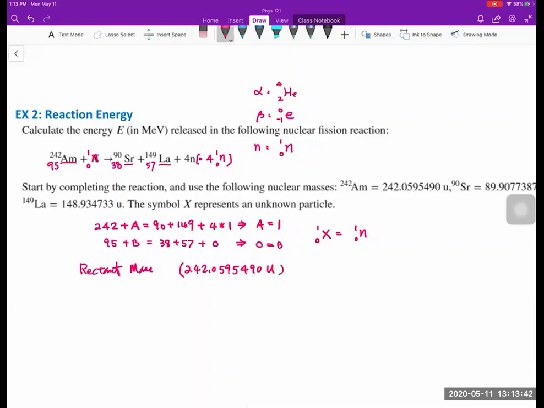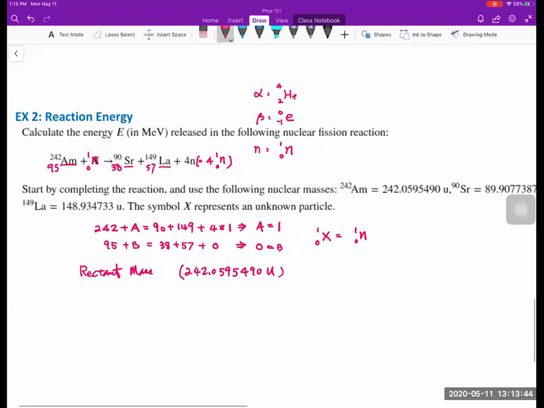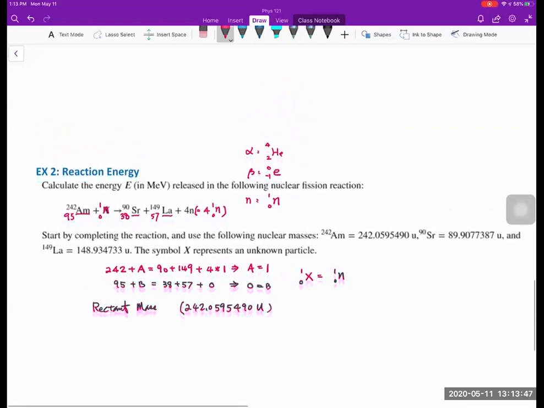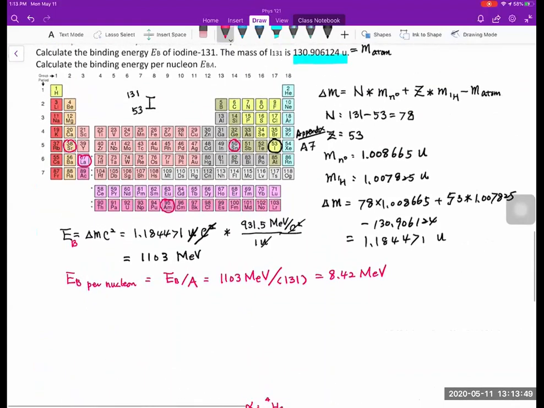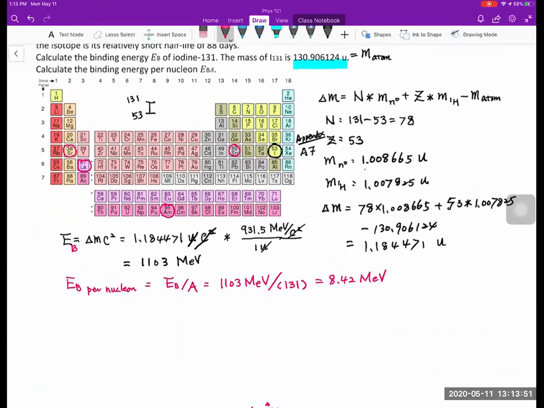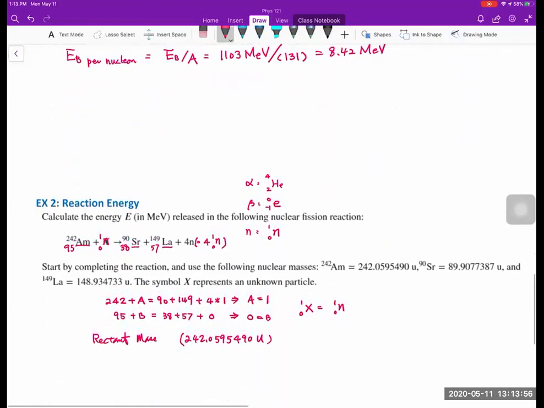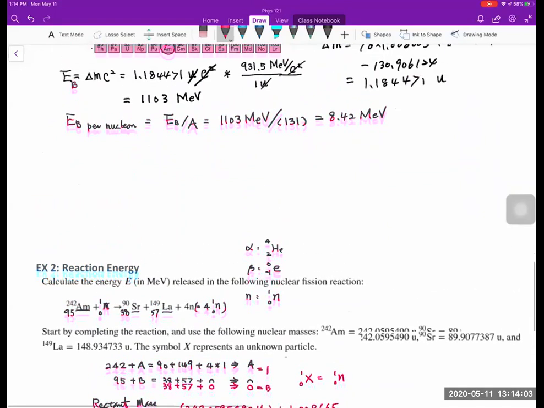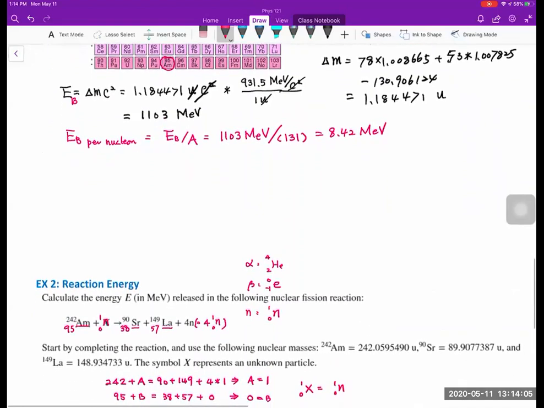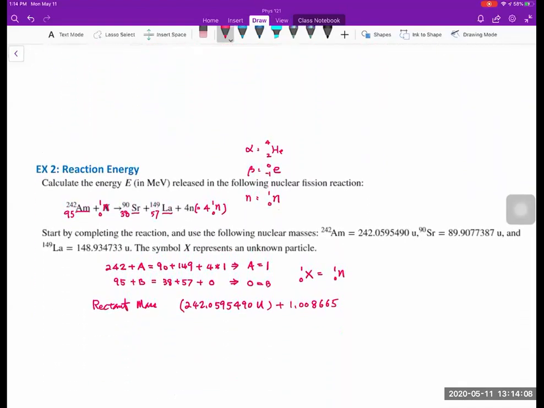What is the neutron? It doesn't give you that here, but we told you in the previous example this is the mass of the neutron: 1.008665. The U represents the AMU, right? So this is the only one at the beginning. That's the total mass that you have.